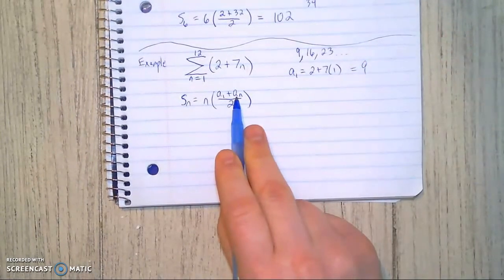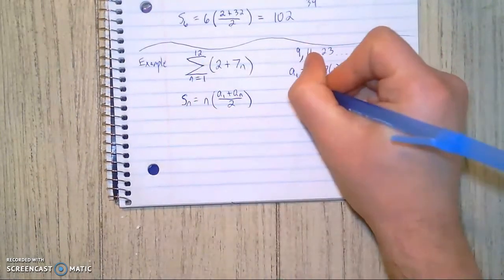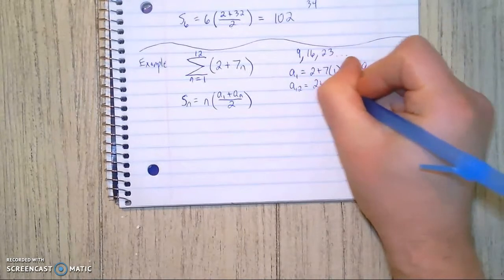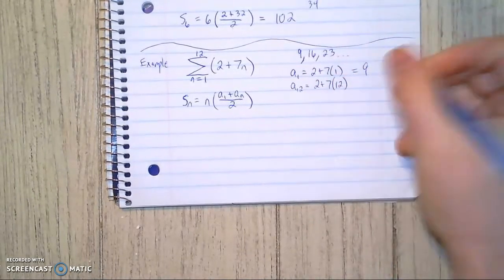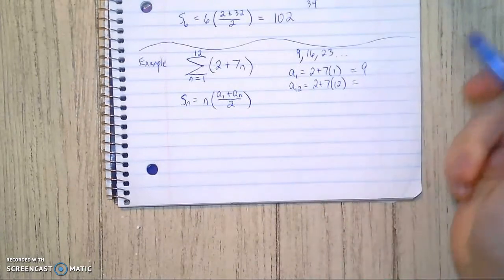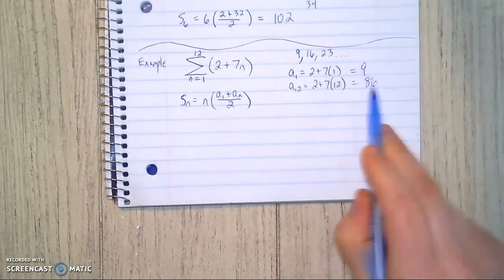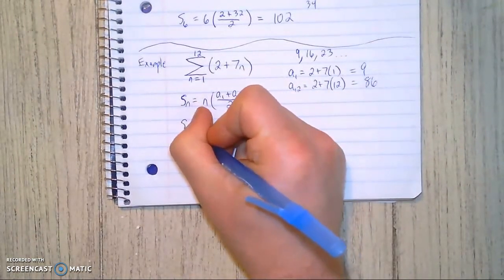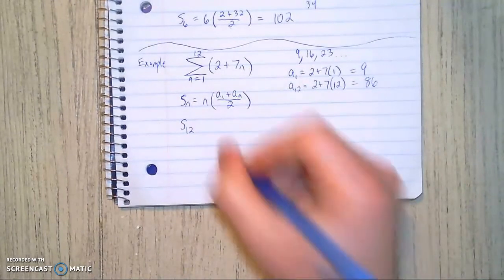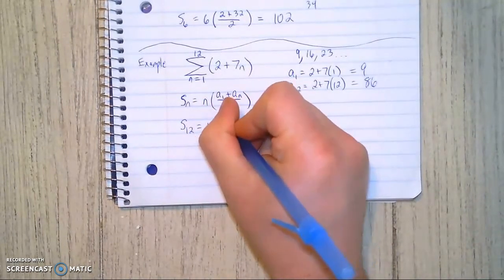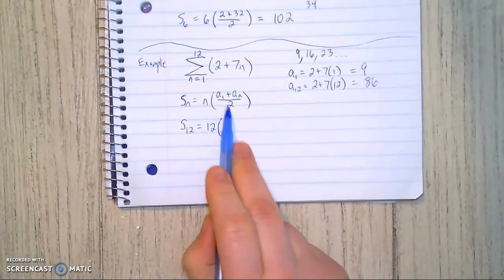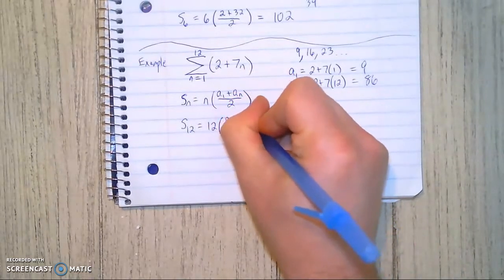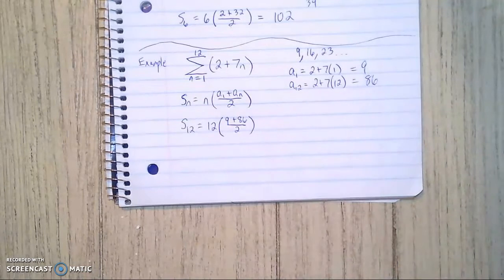Now, I also know I'm going to need the nth term, or in this case, the 12th term, a sub 12. And that's 2 plus 7 times 12. 7 times 12 is 84, plus 2 more is 86. So here I've got my first term and my 12th term, and I'm ready to plug all the numbers into this formula. So now I can go S sub 12, the sum of the first 12 terms, is equal to 12 times, and then I'm taking the average of the first and last term. So first term 9 plus 86, and all of that gets divided by 2.